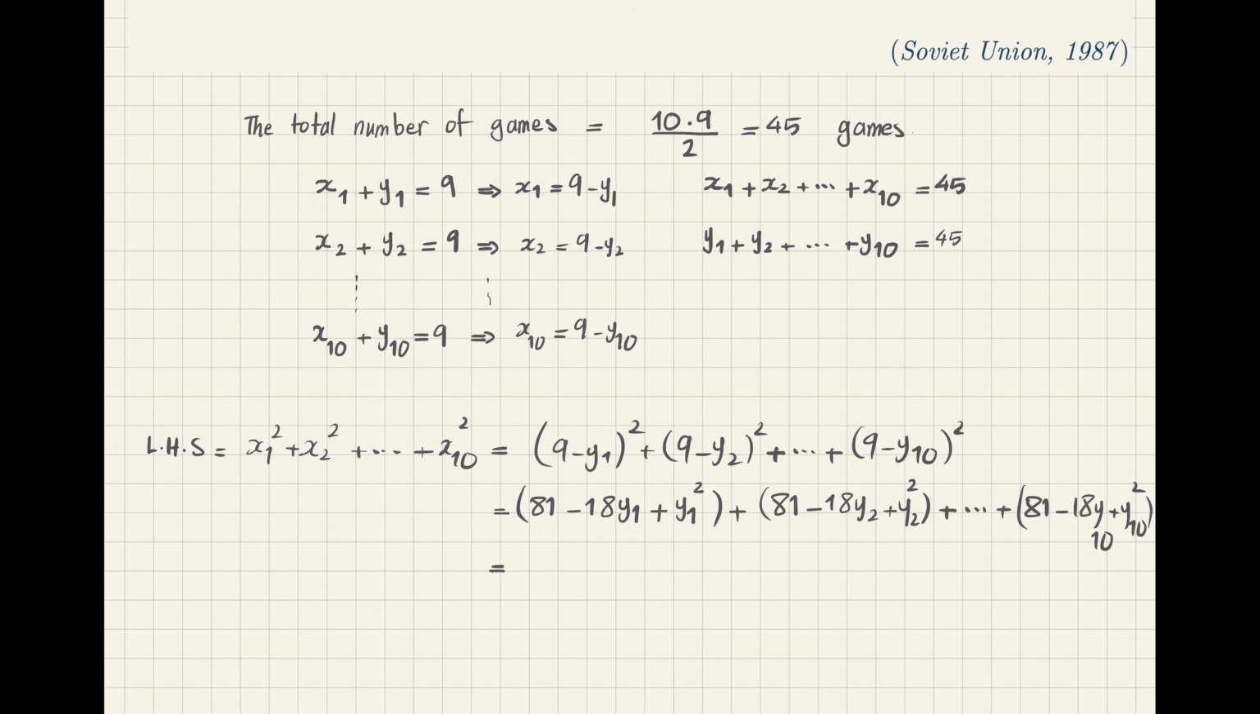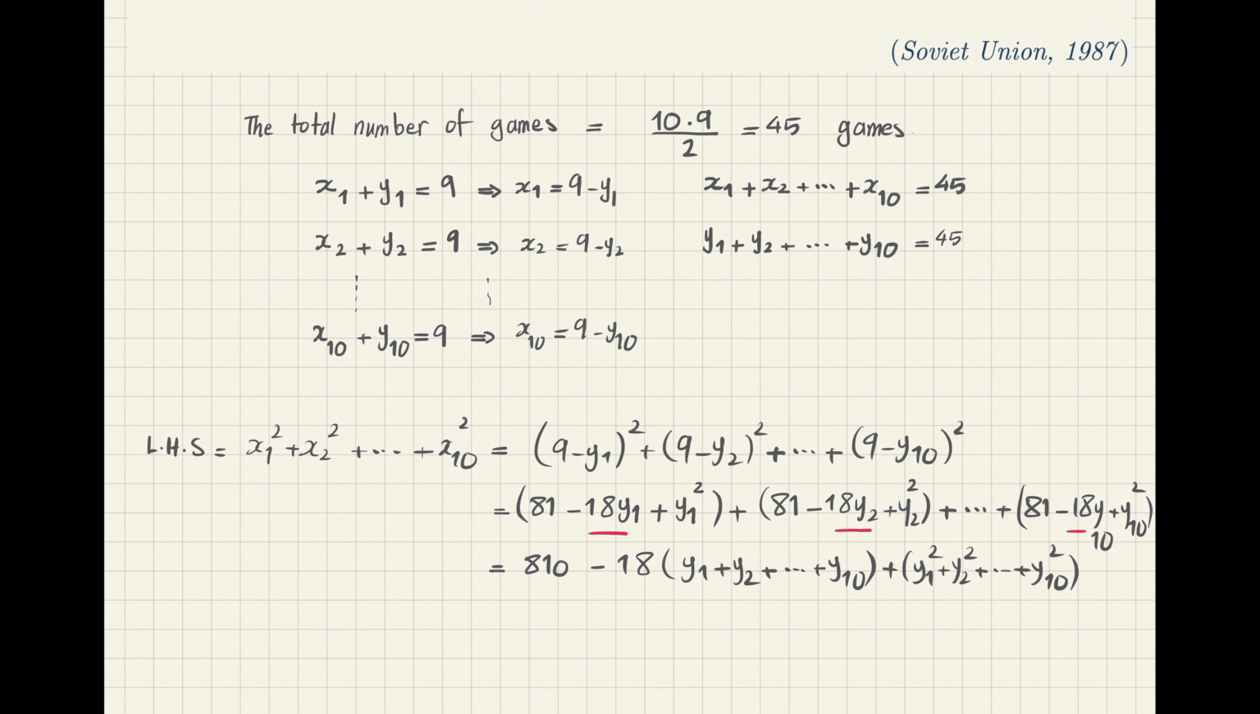But then you see, I have 81 here, 81 here, 81 here. How many 81s appear here? 10 times, yes? So it becomes 810. And then between this term and that term until this term, I can factor a minus 18 out. So what is left is minus 18 times y1 plus y2 up to y sub 10. And then I will have y1 squared plus y2 squared up to y sub 10 squared, yes?